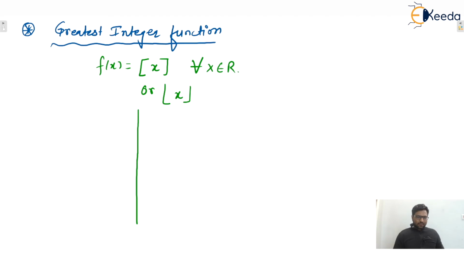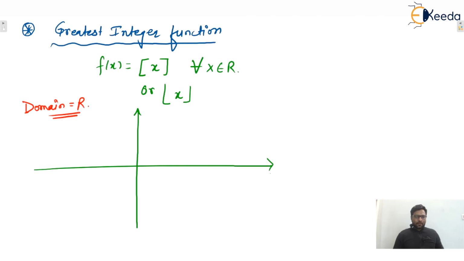Yes, let us consider the graphical representation of the greatest integer function. What will be the domain? We can put any value of x, any real number. So we can say that the domain will be the set of real numbers. Now let's say this is 0, this is 1, 2, 3, and this is -1, -2, -3. This is 1, this is 2, this is 3.